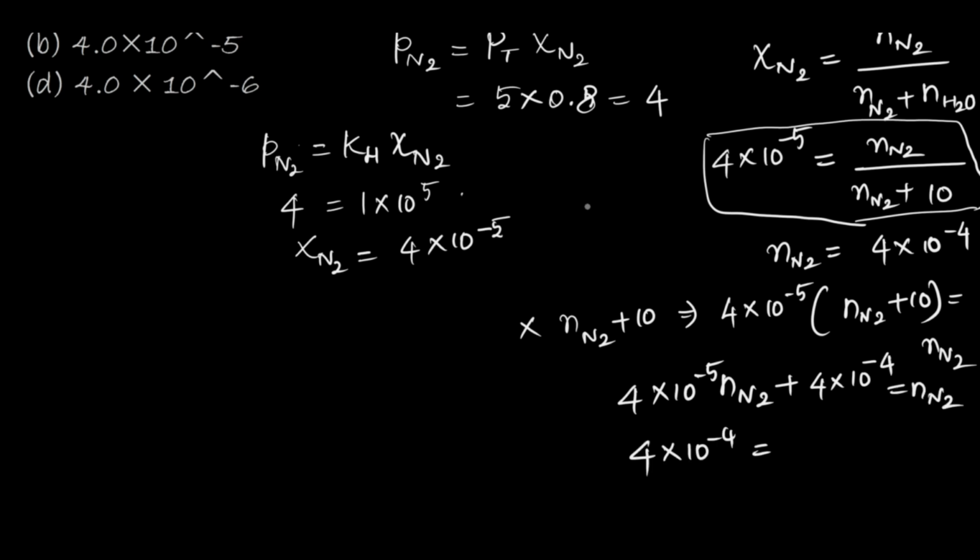So 1 minus 4 into 10 to the power minus 5 will become 0.99 N of N2. So N of N2 is 4 into 10 to the power minus 4 divided by 0.99, which becomes around 4 into 10 to the power minus 4.